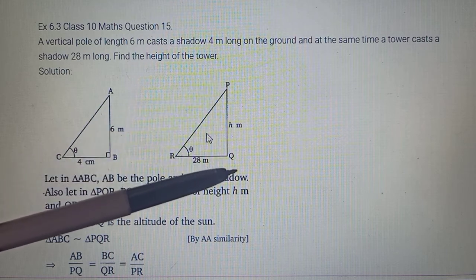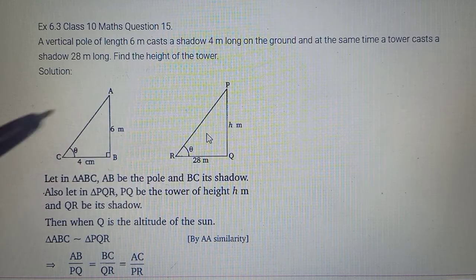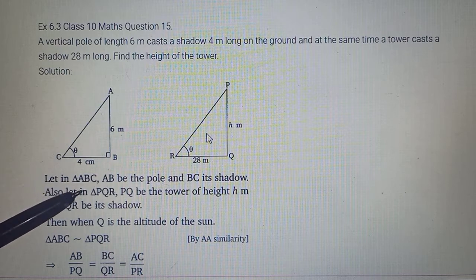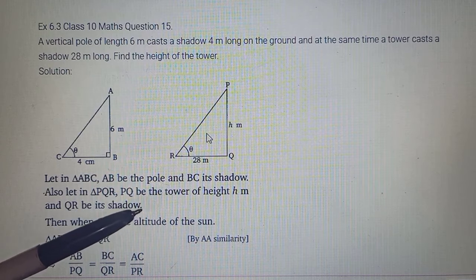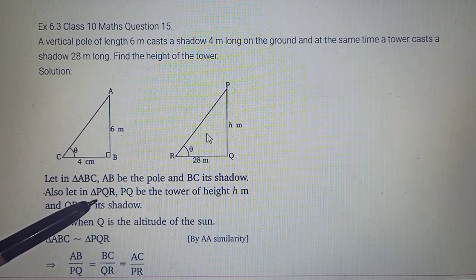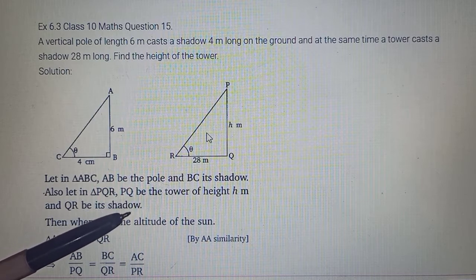Suppose h is the height of the tower. The shadow's length is given to us as 28 meters. Okay, so we would say, let ABC represent a triangle in which AB is the pole and BC is its shadow, and another triangle we have considered PQR, saying that PQ is the tower of height h, suppose, and QR will be its shadow.